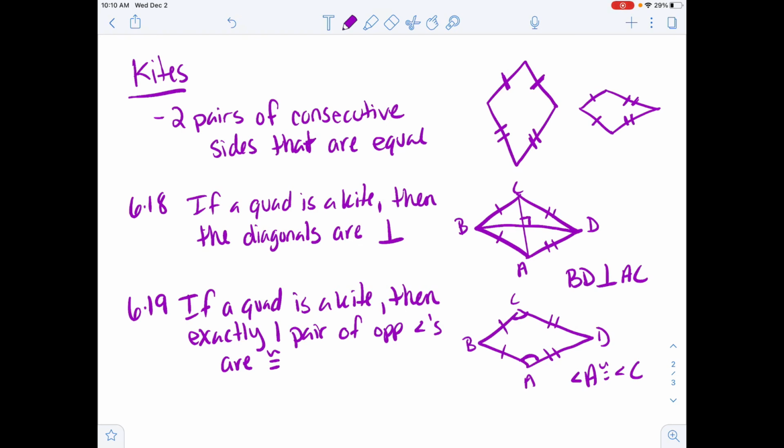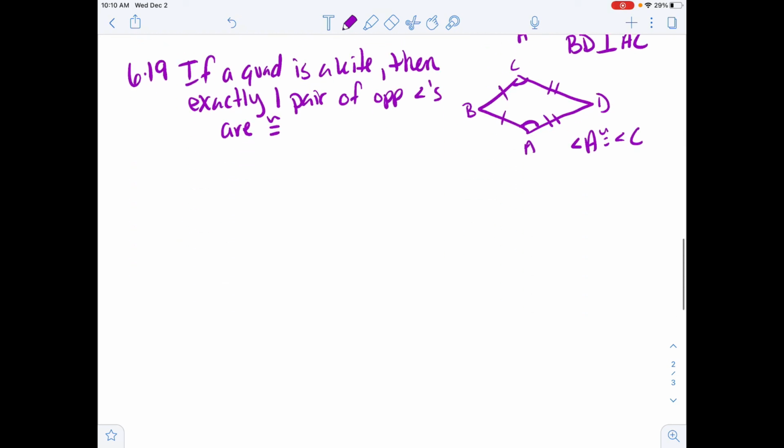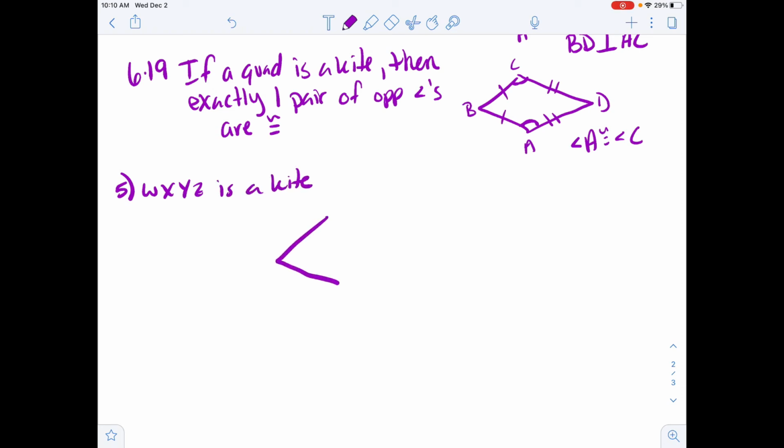The first one I want to go over is important because it uses Pythagorean theorem since we have lovely right angles. So this is your fifth example for the day. And we have WXYZ is a kite. And then here's the picture that goes with it. It's a really ugly kite. Let's try that again.